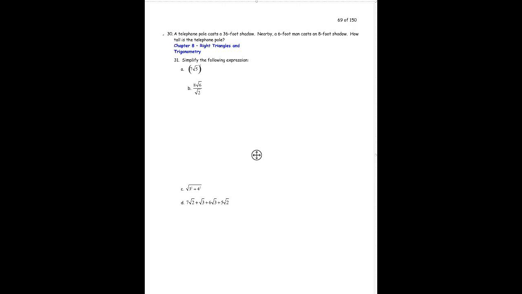Okay, so 31, we're simplifying some expressions here. This is 7 square roots of 5 squared. There's lots of ways you can think about this. I'm going to spend a little time on this page here just because there might be some review needed. You can write it like this, and then we have essentially 4 numbers multiplied together. 7 times square root of 5 times 7 times square root of 5.